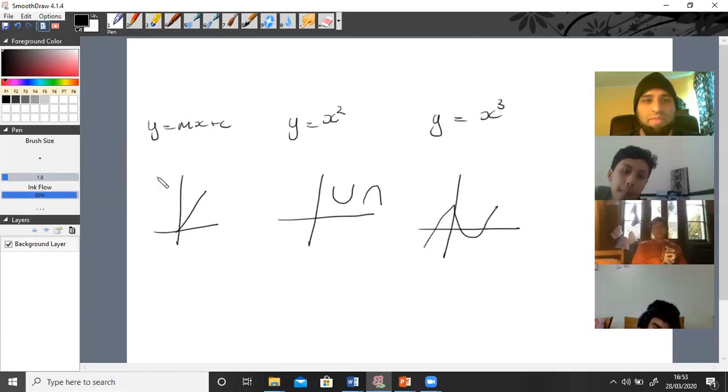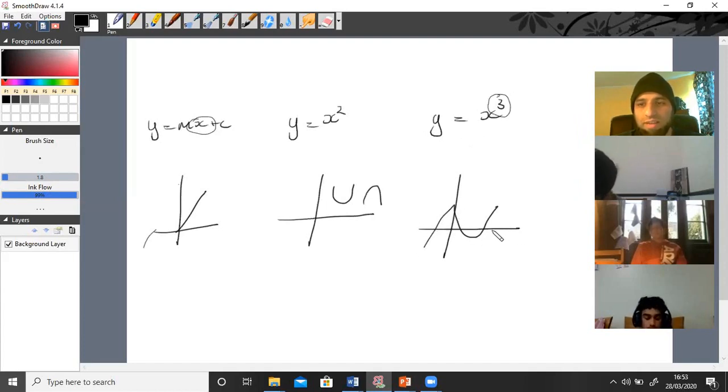So just remember that if you have x with no power next to it, you're going to get a straight line, y equals mx plus c. If your x has a power of 2 next to it, it can be a parabola that curves up, or a parabola that curves down. If your equation has a cubed next to it, then it will always be like an S that's been turned on its side. Do you guys see that?